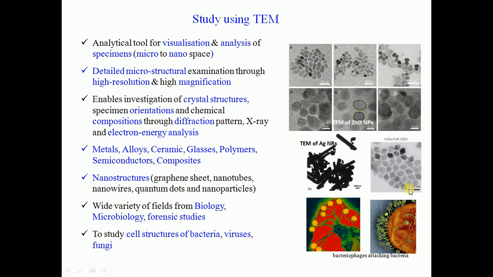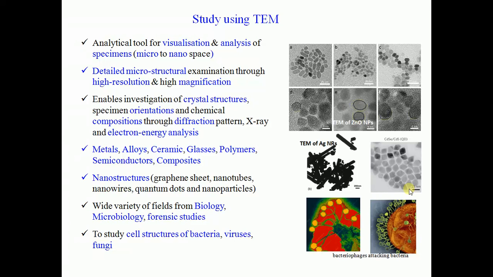So what kind of study can be undertaken so far as TEM is concerned? As I told, we can do the micro and nano analysis, or micro and nanospace analysis, based upon the visualization of the specimen with the help of electrons. Detailed microstructure at high resolution is possible. We can study crystal structure, we can see orientation, we can see chemical composition, we can study diffraction pattern, and we can do electron energy analysis.